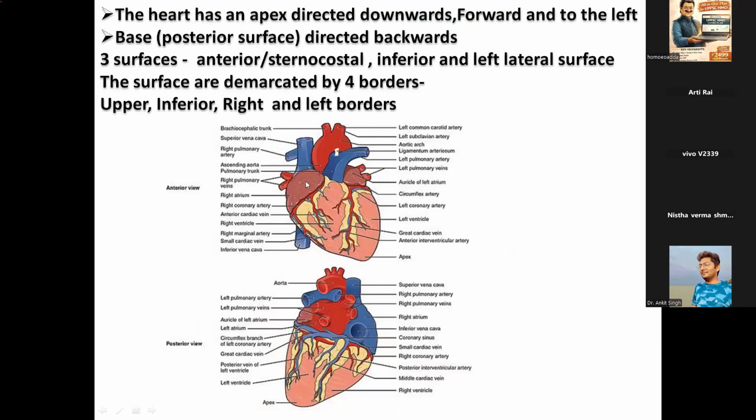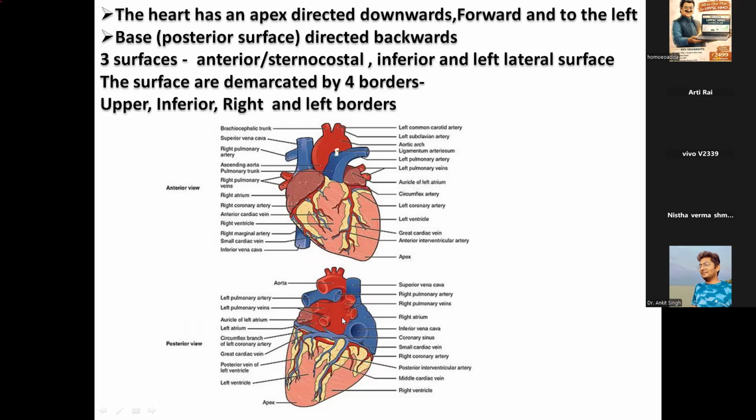Again, this is the right atrium. This is the right ventricle. This is the left ventricle. When you see the posterior side, the majority is the left ventricle. There is a slight small portion that is of the right ventricle. Again, you can see the whole of the left atrium with the four pulmonary veins opening into the left atrium, and this small portion is the right atrium. So this is the anterior view. This is completely the posterior view.